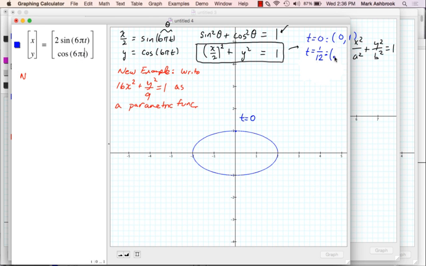So that will be, what's sine of pi over 2? 1 times 2 is 2. Cosine of pi over 2 is 0. So what's the direction of the curve? Clockwise. Okay?